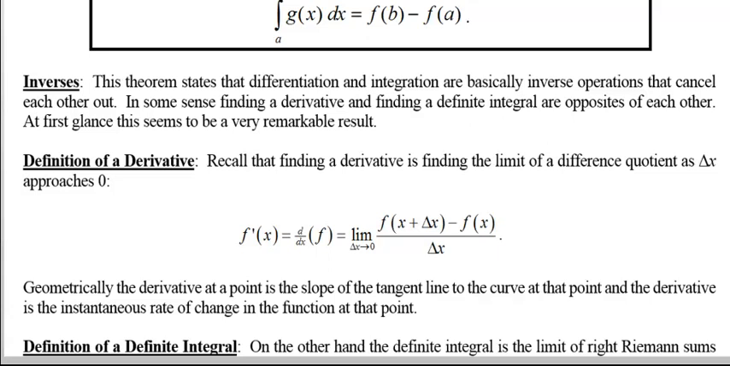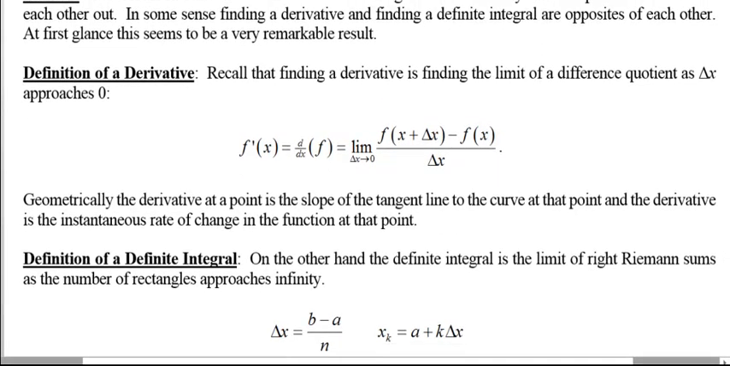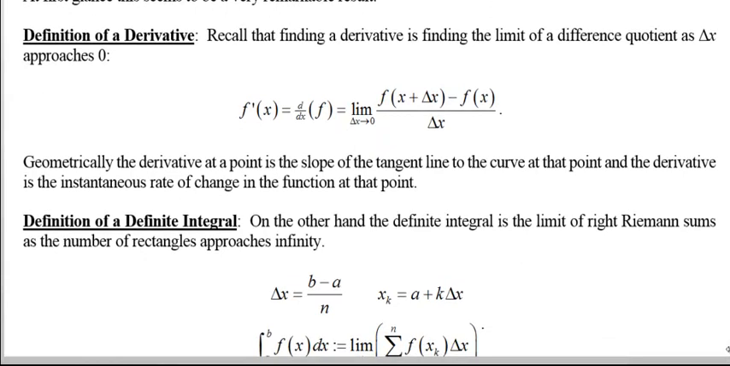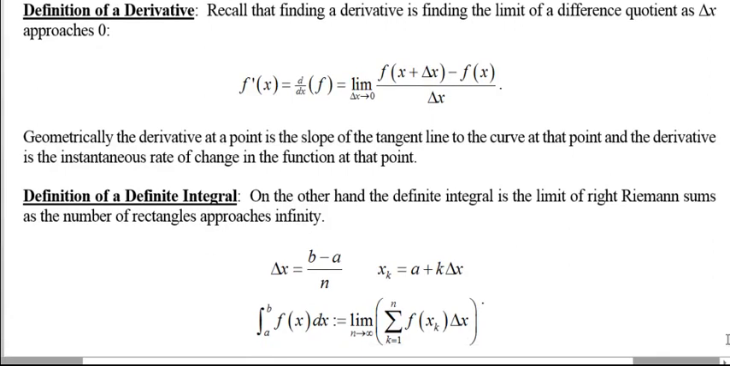Geometrically, the derivative at a point is the slope of the tangent line to the curve at that point, and it's the instantaneous rate of change of the function at that point. So derivatives are slopes, rates of change. On the other hand, a definite integral is defined to be a limit of Riemann sums.